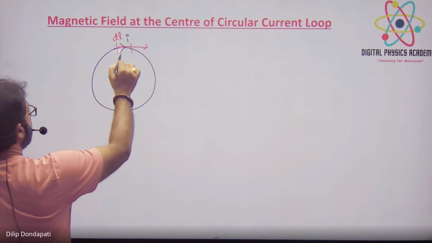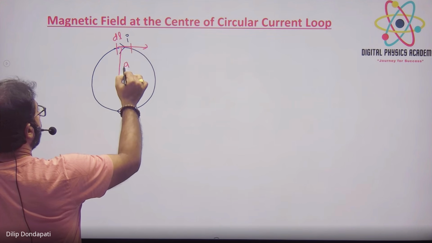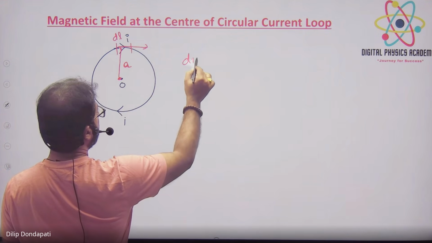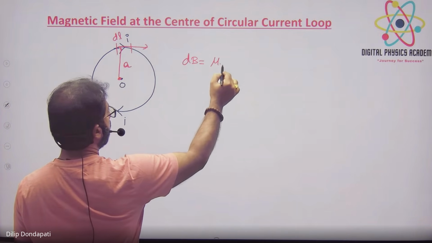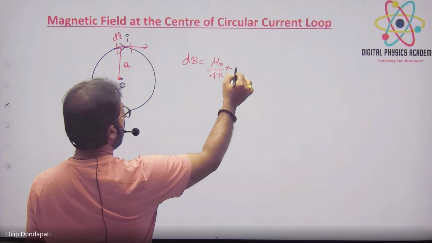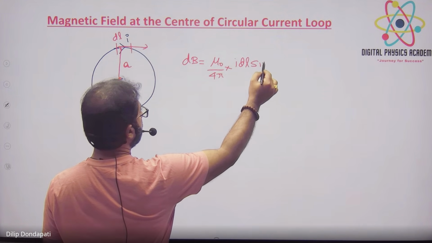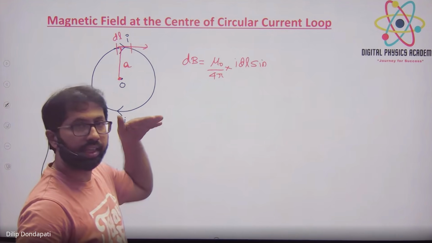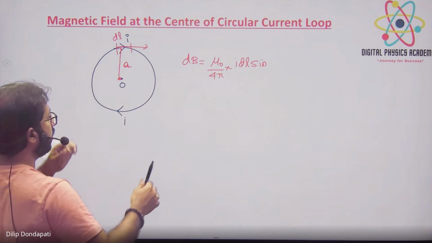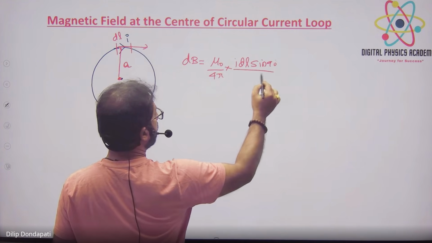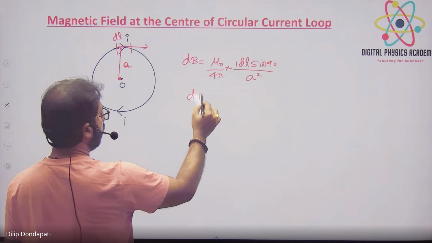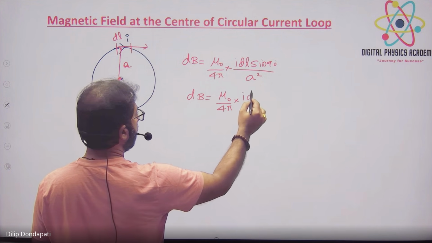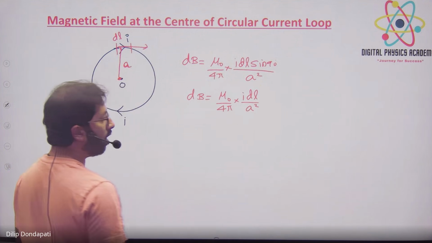उसके वजह से इसका distance, इसका radius is small a. Now tell me, what is the small magnetic field? dB is equal to mu naught by 4 pi into I dl sin of the angle between the dl vector and the r vector. They are perpendicular, right? So sin 90, and r square is nothing but a square. So dB is equal to mu naught by 4 pi into I dl by a square. This is a small magnetic field.